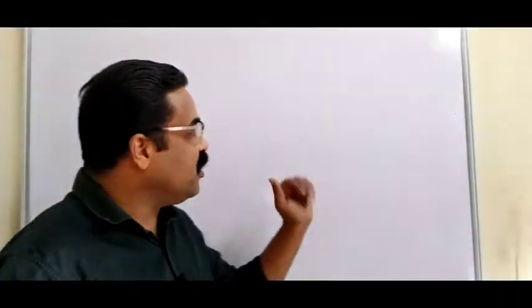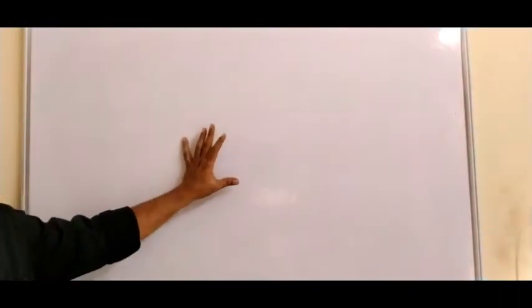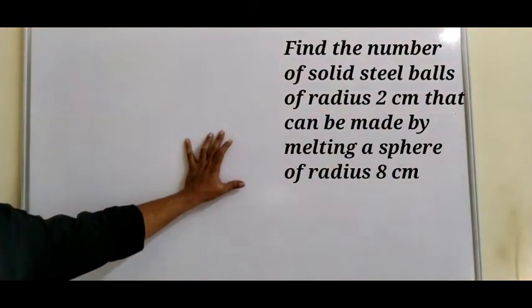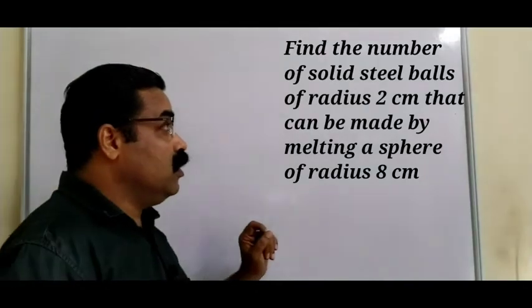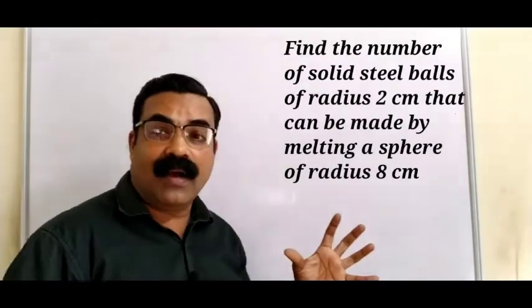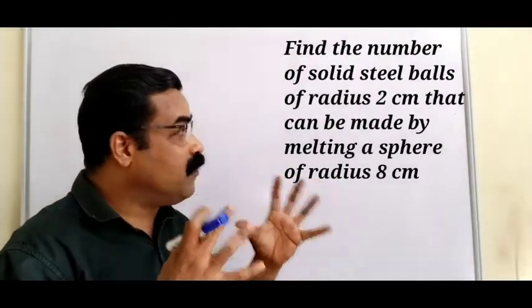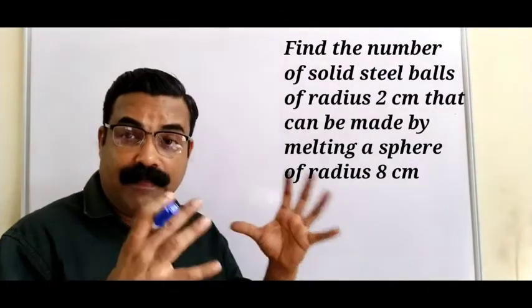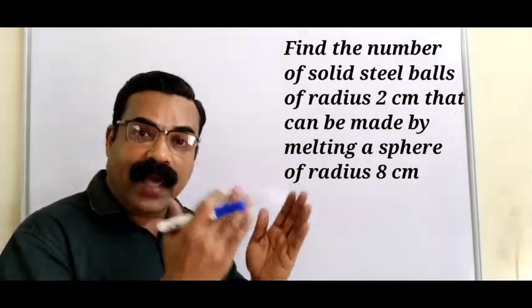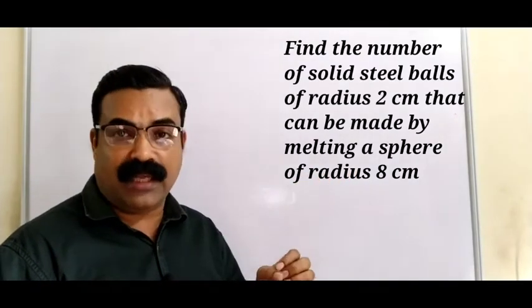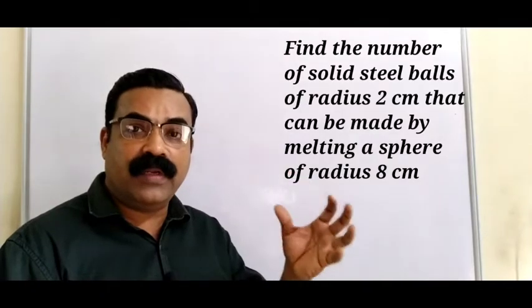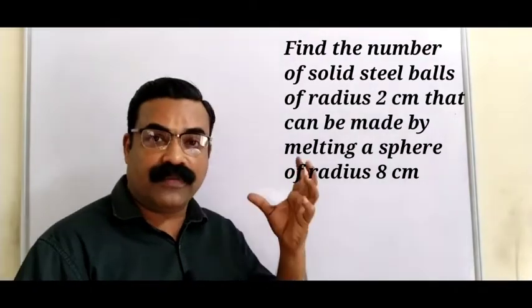So here is your next question. What is the question? Find the number of solid steel balls of radius 2 centimeter that can be made by melting a sphere of radius 8 centimeter. So what are we doing here? We have a sphere of radius 8 centimeter, a big radius. We want to melt it and make small spheres of radius 2 centimeters. How many steel balls can you make out of that big ball?